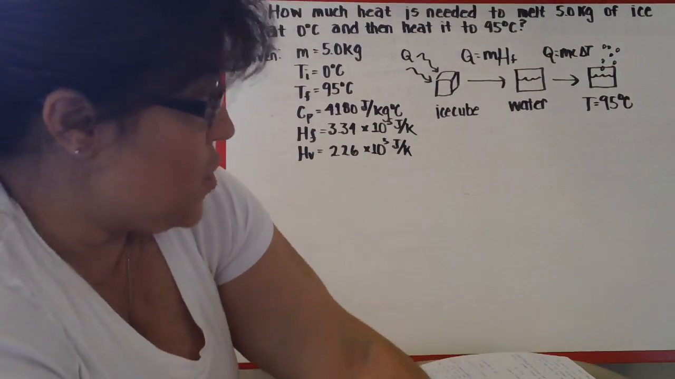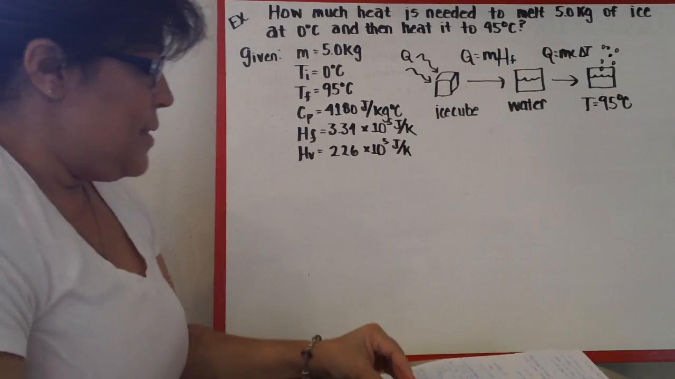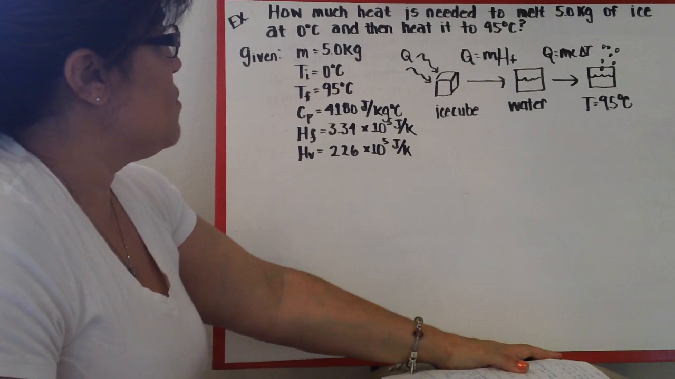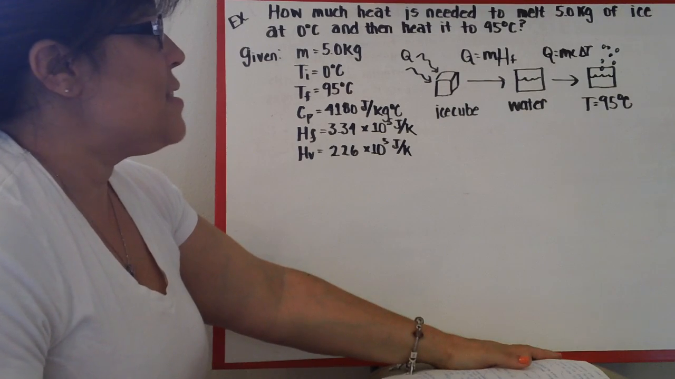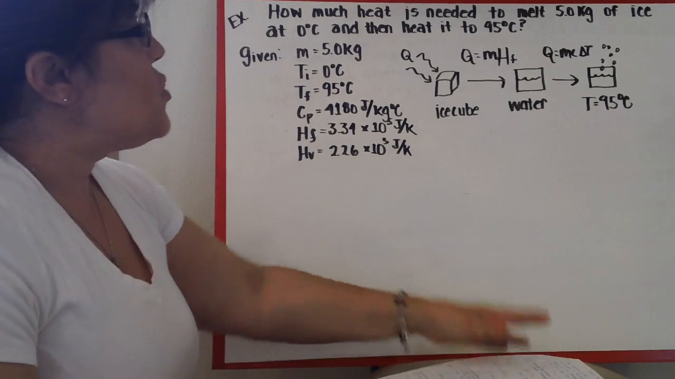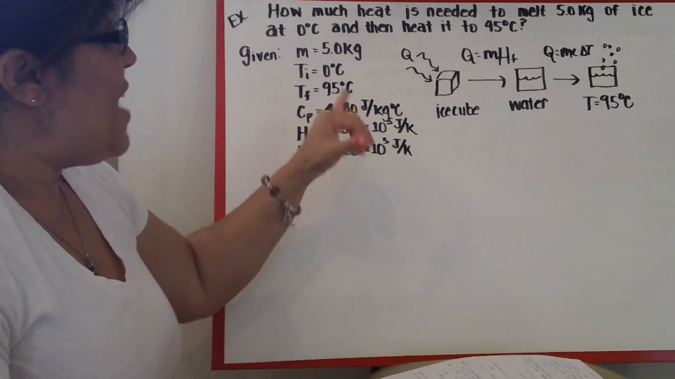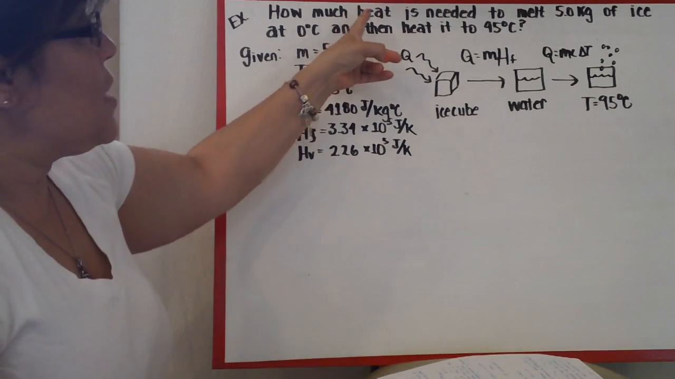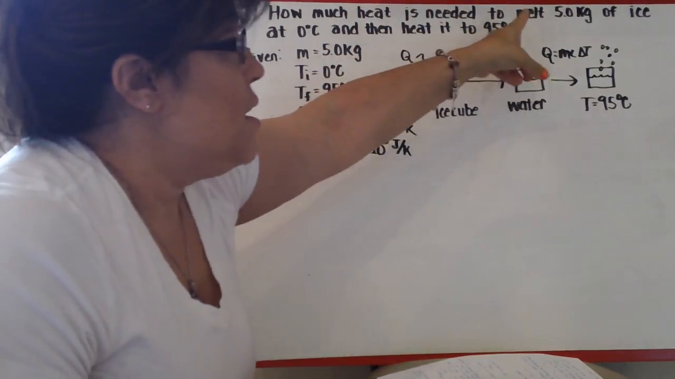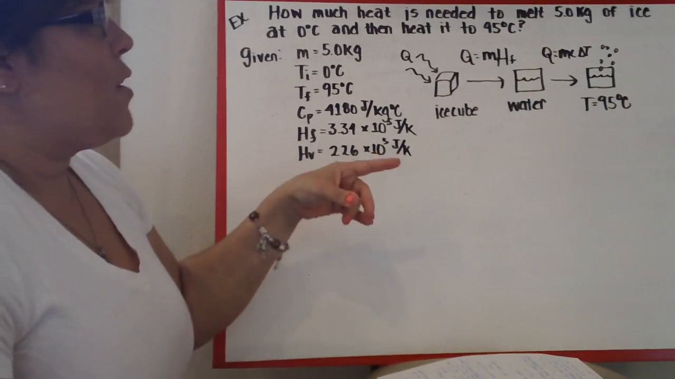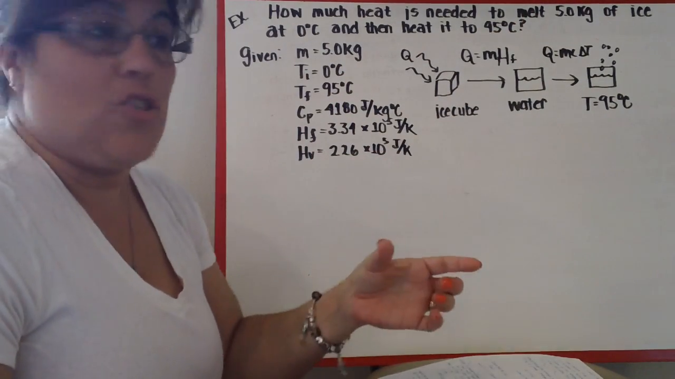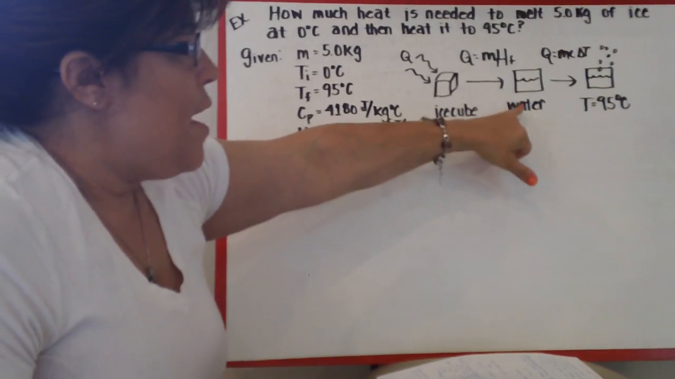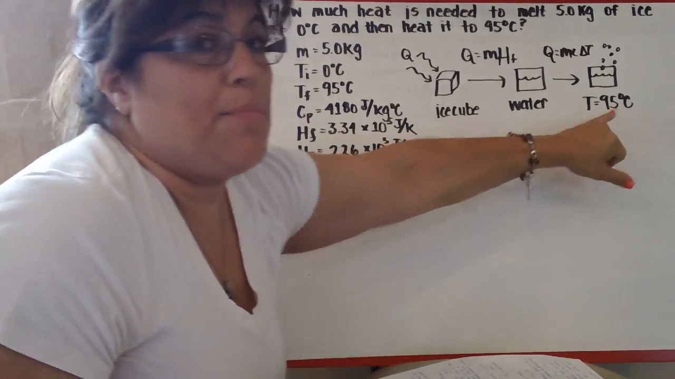Okay, so the first one that we're going to be working on is: how much heat is needed to melt 5 kilograms of ice at 0 degrees Celsius and then heat it to 95 degrees Celsius. So the first thing that we have is a temperature change from 0 to 95, but we also see how much heat is needed to melt ice to water. So we're going to have both situations going on here. We're going to have an ice cube, it's going to melt to water, and then the water is going to be raised in temperature here.